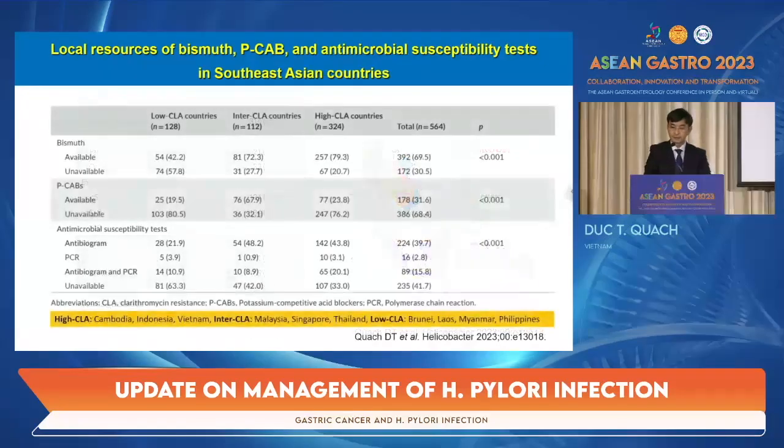So this study showed that for bismuth, it's unavailable in more than half of the low clarithromycin resistant countries, including Brunei, Laos, Myanmar, and Philippines. And for the other parts of ASEAN, we have higher resources, with nearly 80% of the doctors confirming that they can find the drug to use for the regimen.